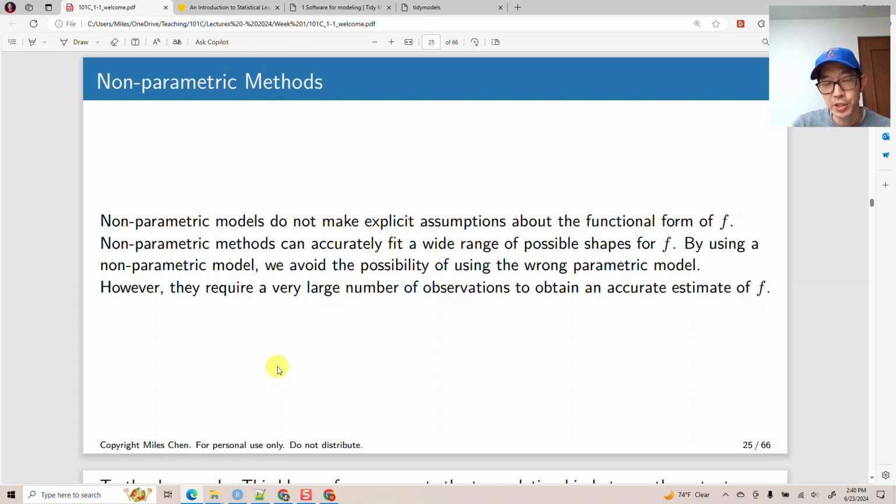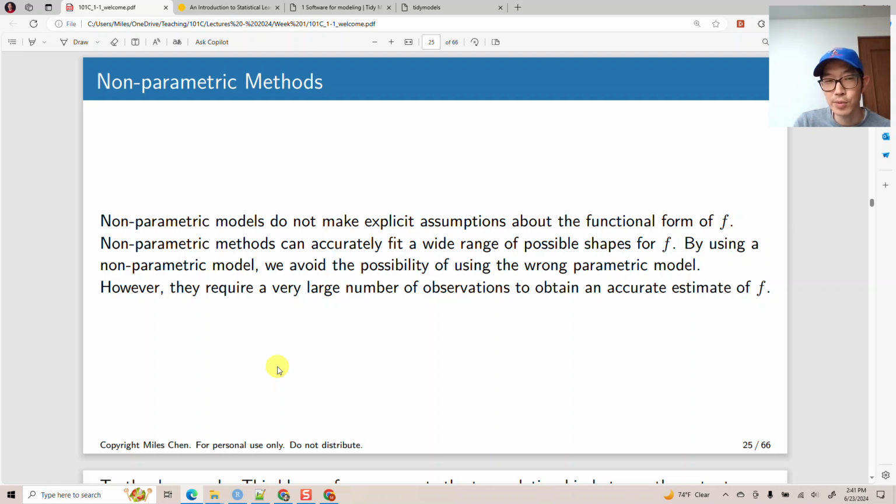The other approach is the non-parametric approach. So the parametric methods make assumptions about the functional form. Non-parametric methods do not. They do not make assumptions about the functional form. And so non-parametric methods can fit a whole bunch of different possible shapes. For f, it doesn't require that the function f fits a certain shape or anything like that.